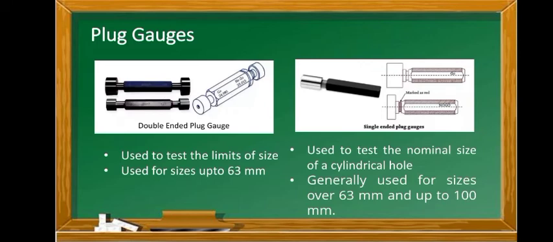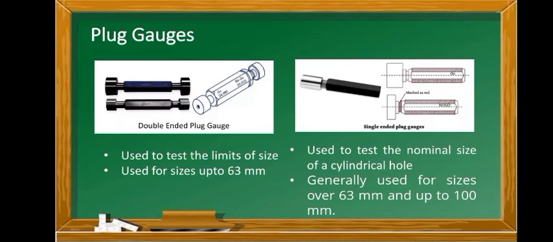Plug gauges are available in different kinds according to the size of holes to be checked and also according to the nature of use. First, the double-ended plug gauge. The double-ended plug gauge is used to test the limits of size. One side is the go end and the other side is the no-go end. This is used for sizes up to 63 mm.